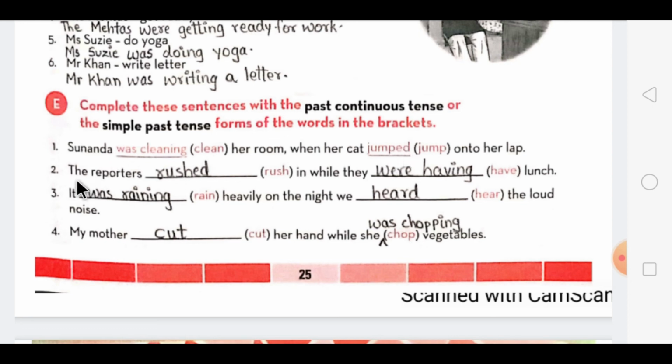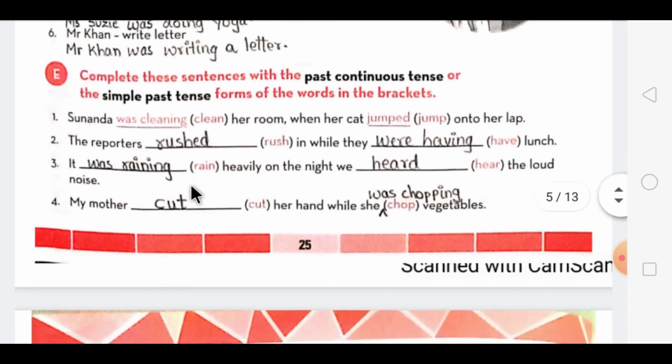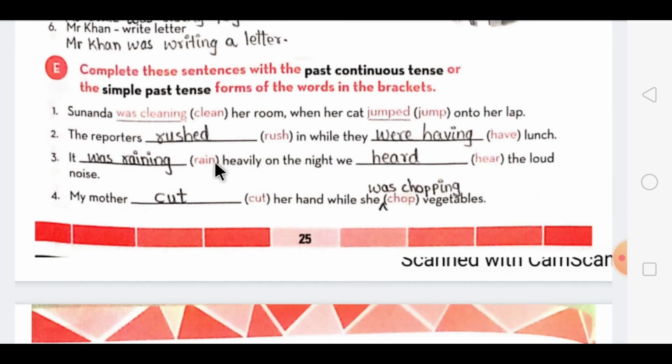Now the second one is the reporters rushed, means this is a shorter action, so we used V2 form. In while they were having lunch. This is the longer action, so we are using past continuous tense. Now the third one is it was raining heavily. This action is going on continuously for a longer period, so we are using past continuous tense. On the night we heard the loud.